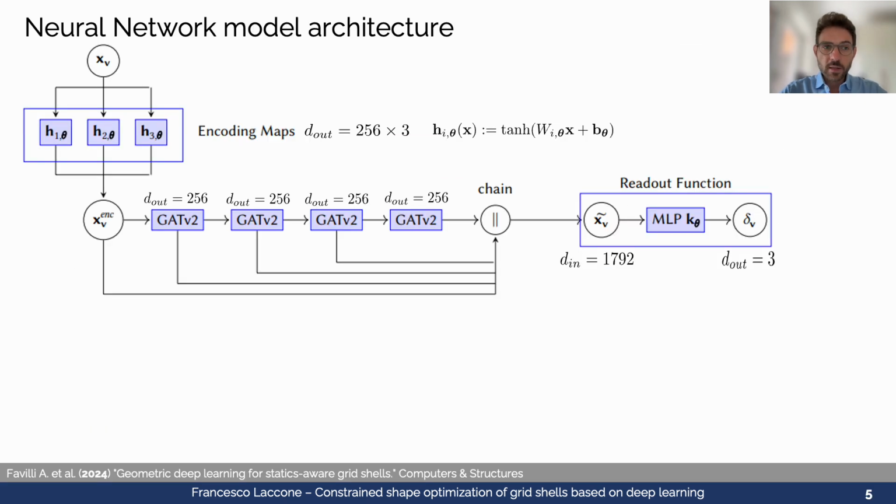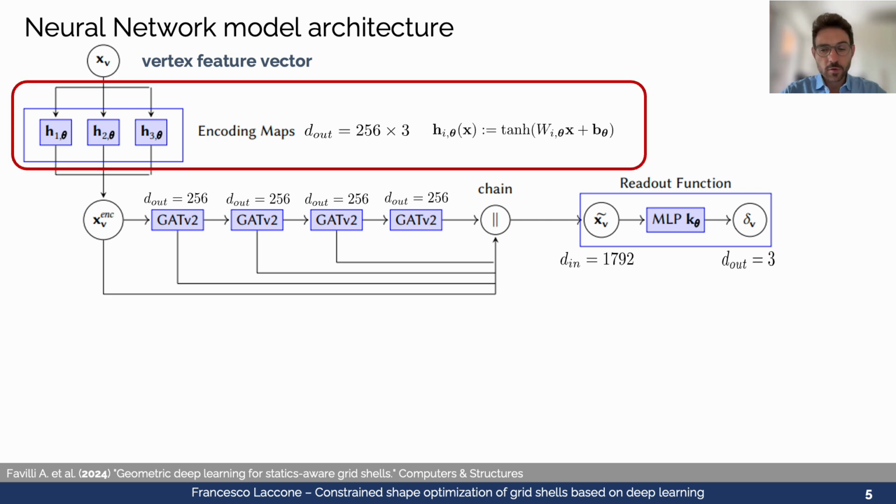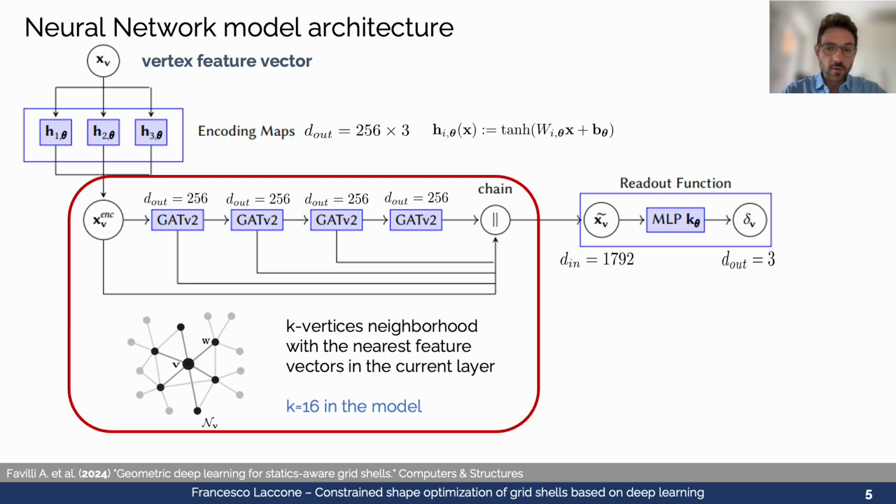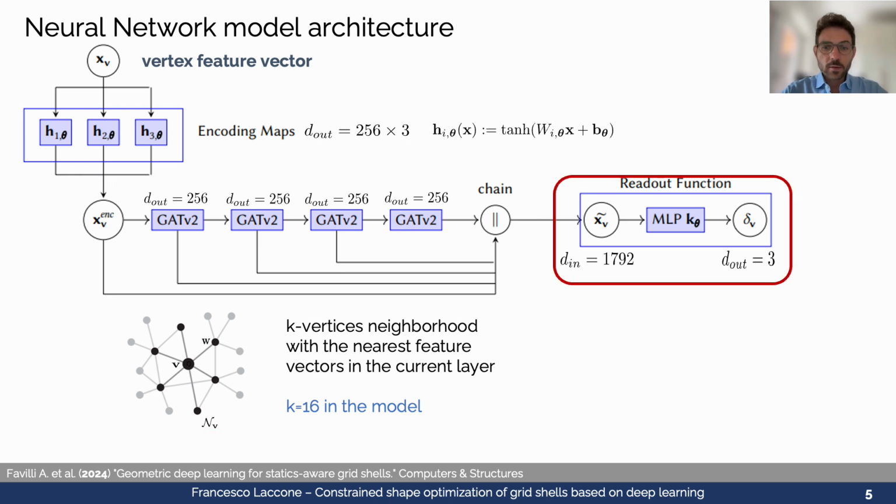Our neural network is basically made of three components: an encoder, attention layers, and a reduct function. We start from the vertex feature vectors. The encoder transforms the input features into a vector in the range -1, 1. Then these encoded features are fed into a sequence of 4 graph attention layers, and here we work on feature space, and for each point the weights are learned as a weighted average. The reduct function takes this information as input and predicts the displacement. Other details are in the Computers and Structures paper.